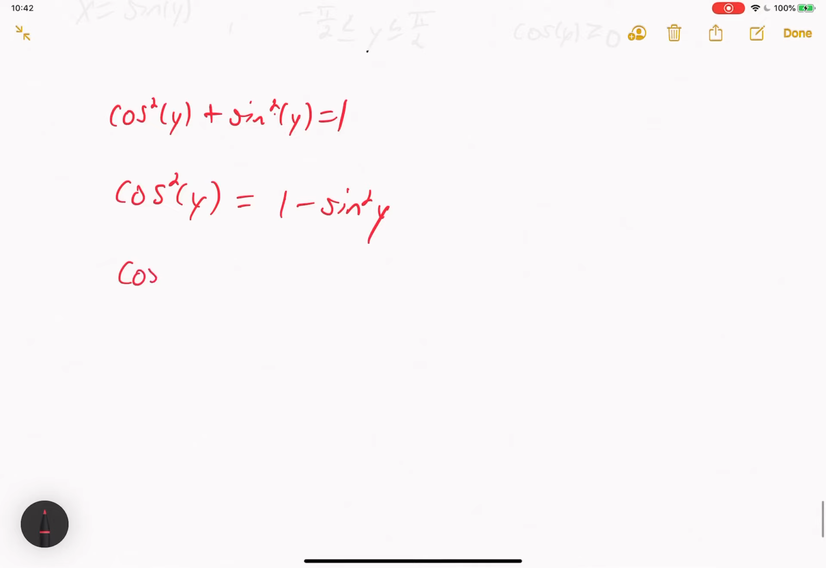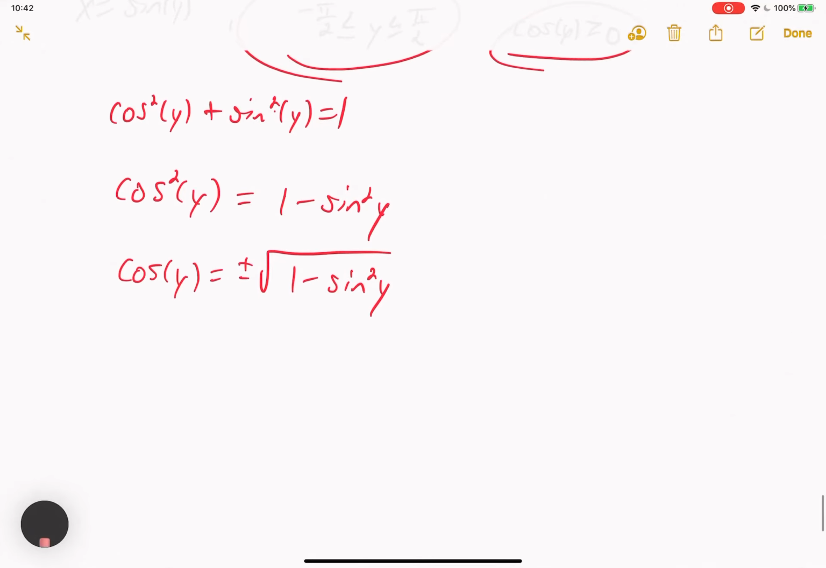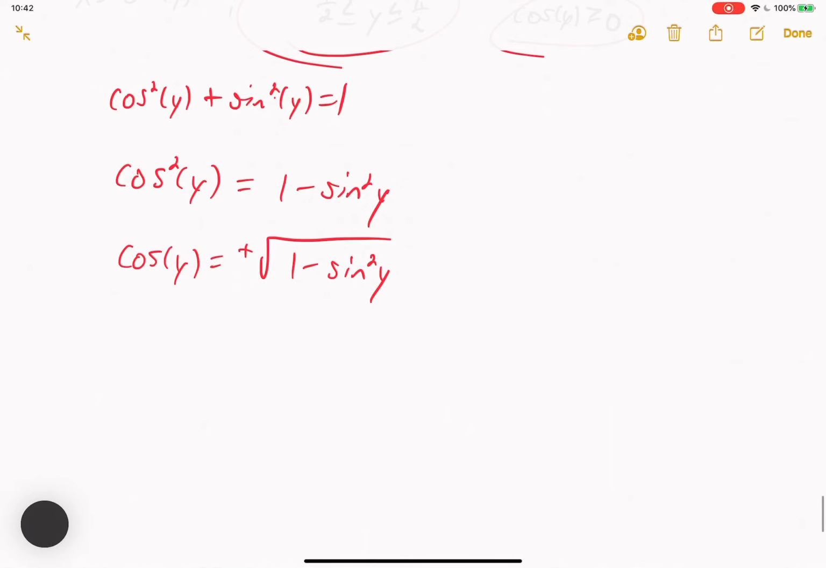Then we can take the square root of both sides, so cosine of y is equal to the square root of 1 minus sine squared of y. Remember, this is plus or minus, but this right here implies that cosine is greater than or equal to 0, so we're just going to drop the negative one because that's not the one we need.